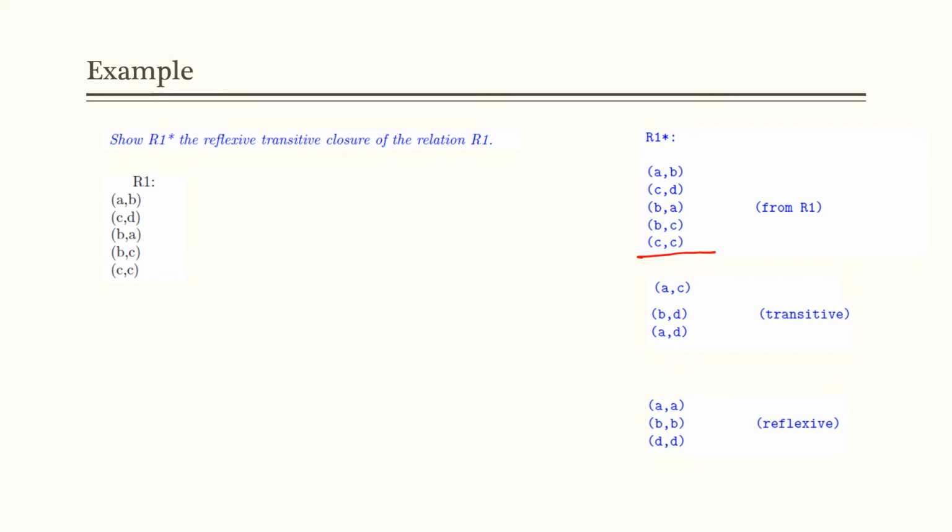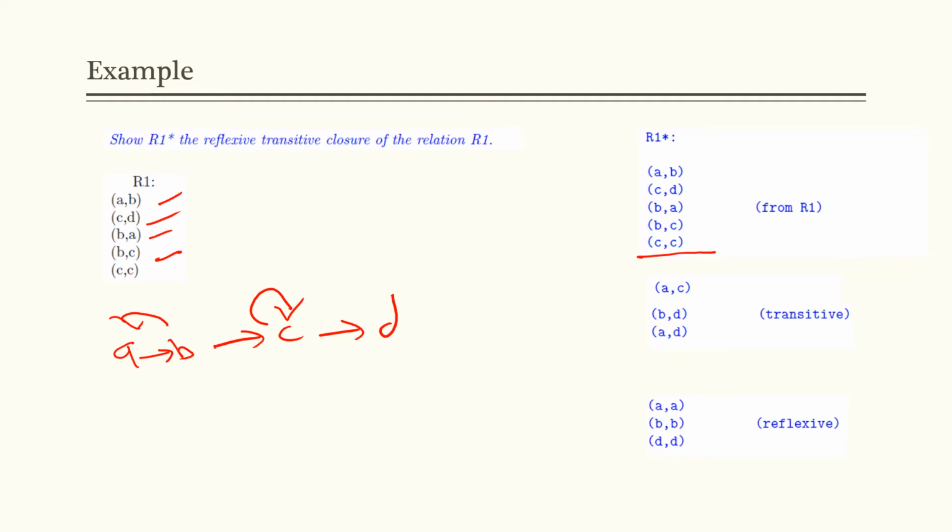For a better understanding, let's draw a graph diagram for these relations. So you have A to B, and you have B to A. Then B to C, and C to D, and C goes to C itself. So this is the diagram.